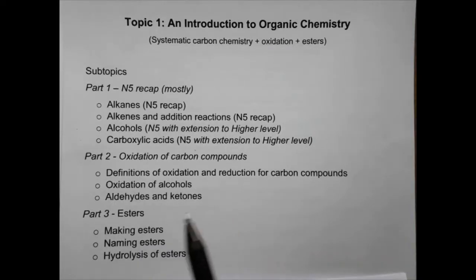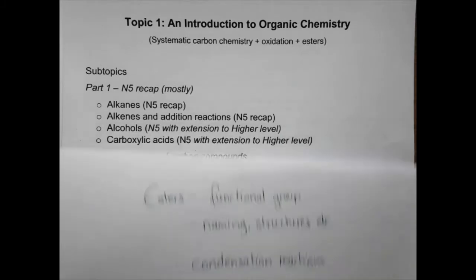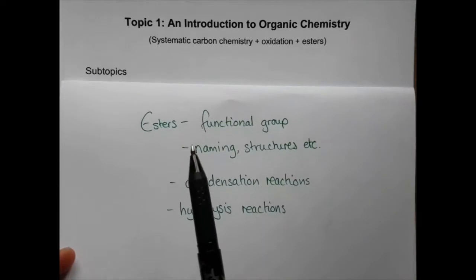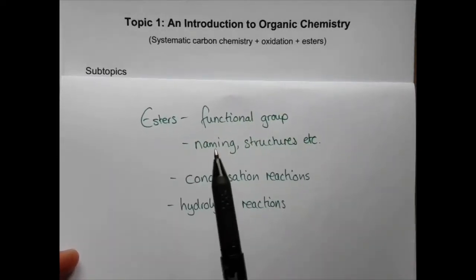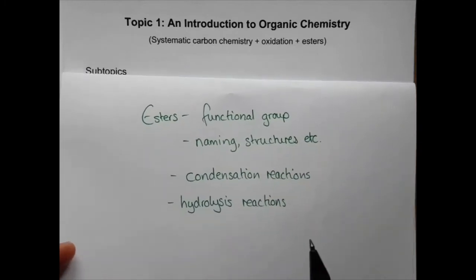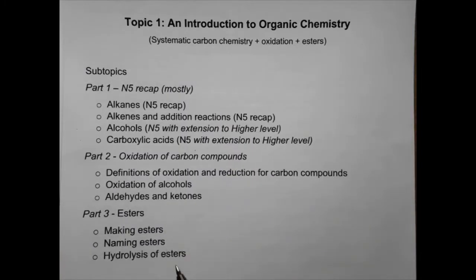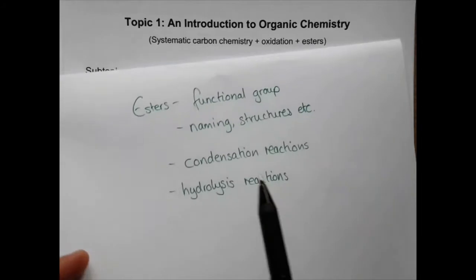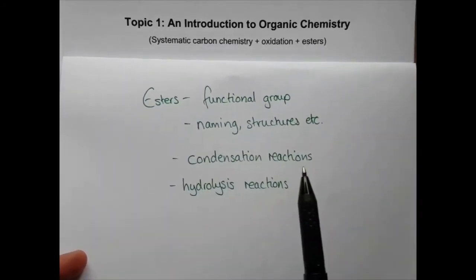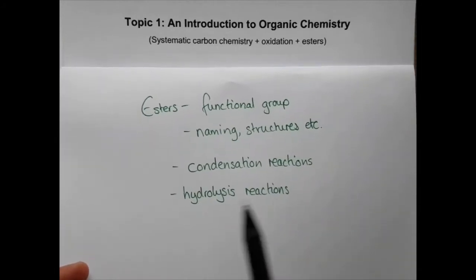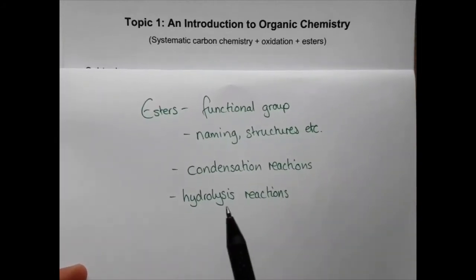So as I said, we're moving on to part 3 of this topic, which is esters. And I've got a little summary here, but really what we're going to be looking at with esters is quite similar to aldehydes and ketones. So we're going to look at their functional group, their naming and structures and things like that. And then we're also going to look at making esters and something called hydrolysis of esters. So esters are made in something known as condensation reactions. So we're going to learn what those are. And then we're also going to learn about hydrolysis reactions, which are used to break esters up.